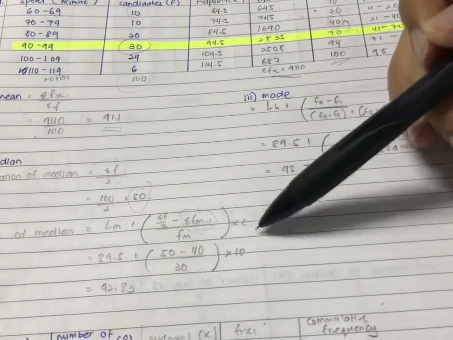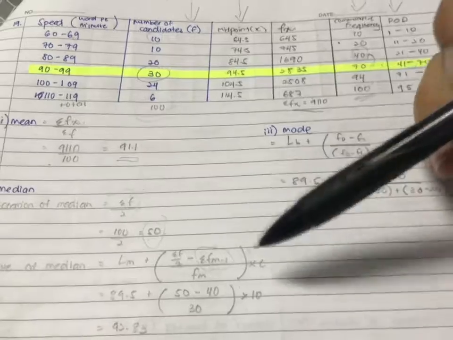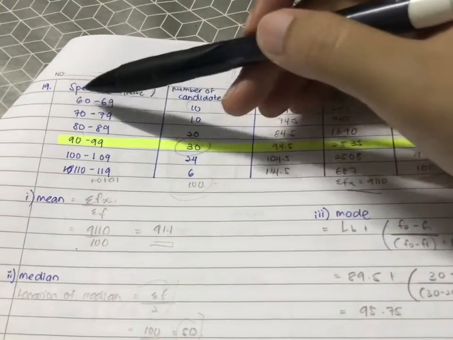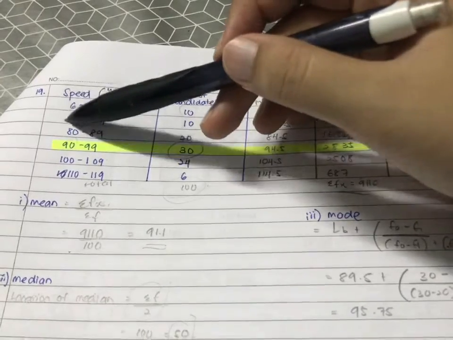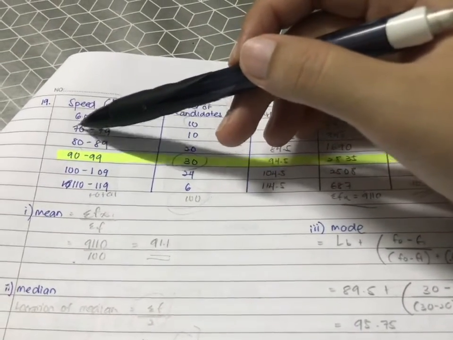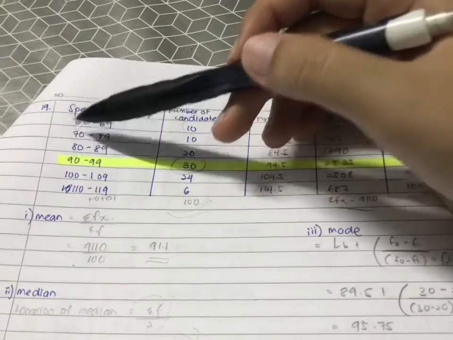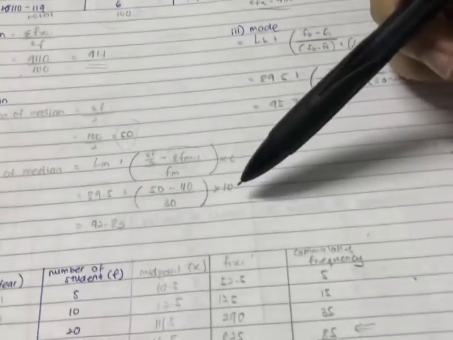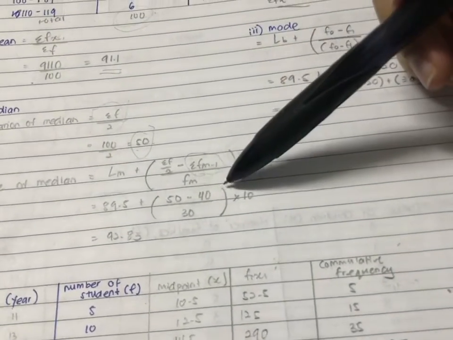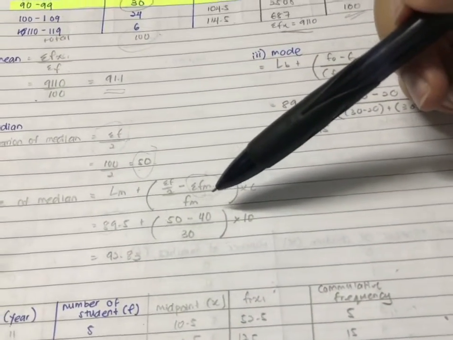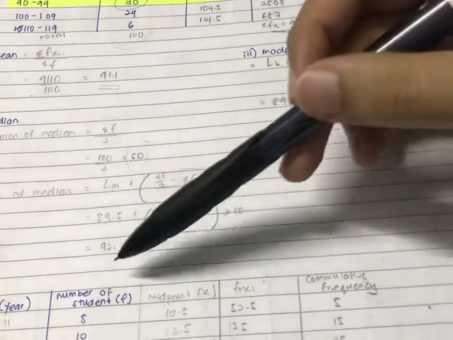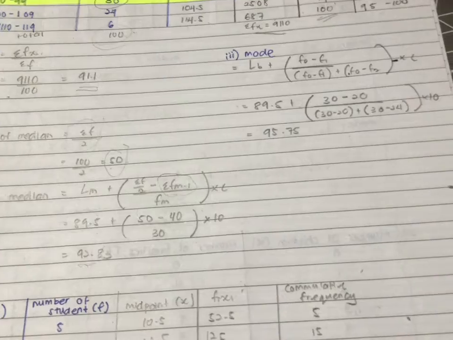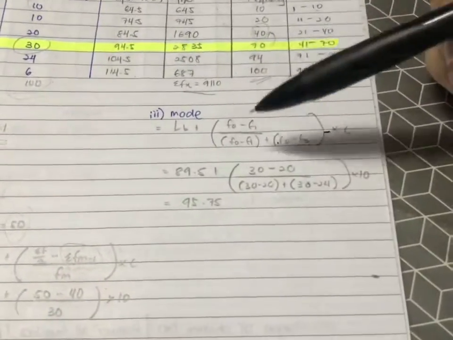And c, what is c? c is the class width. How to find c? Easy. Take a look at the first row and second row, 60 and 70. What is the difference between 60 and 70? 70 minus 60 is 10. So the class width is 10. Use your calculator and you get this answer, 69.83.